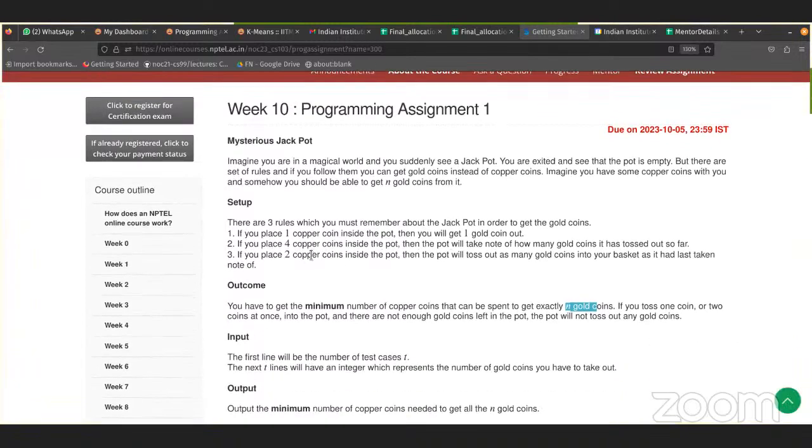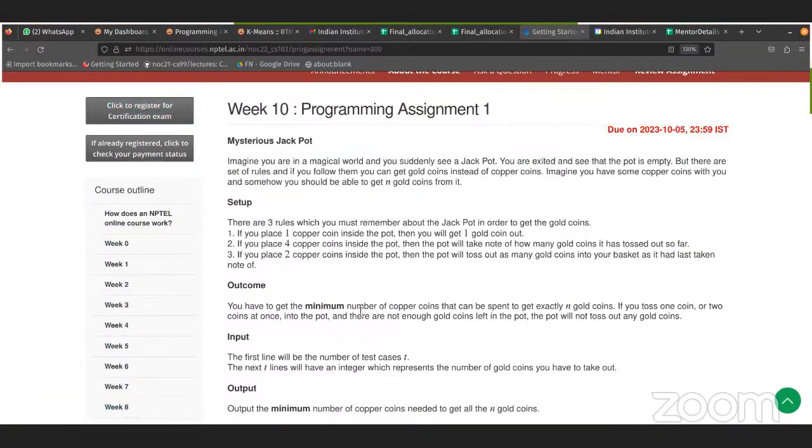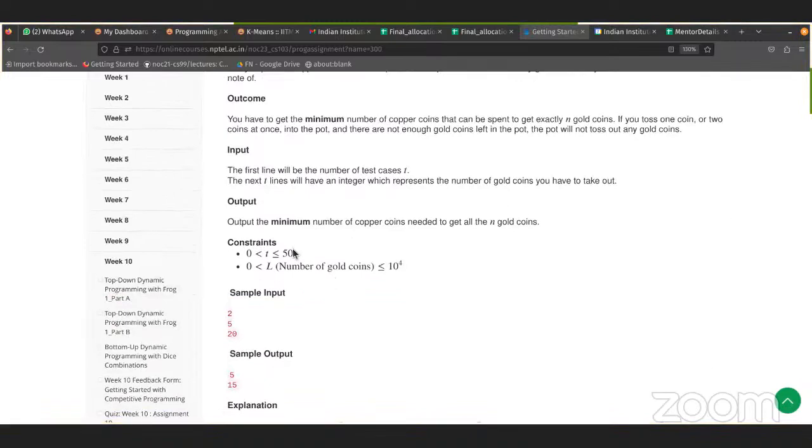Immediately we can see that as we have many cases to get the minimum value, one way is to search exhaustively, which can take 2 power n. Else we have to do it in a dynamic programming way. So that's what the question is. Now we'll see the inputs and constraints.